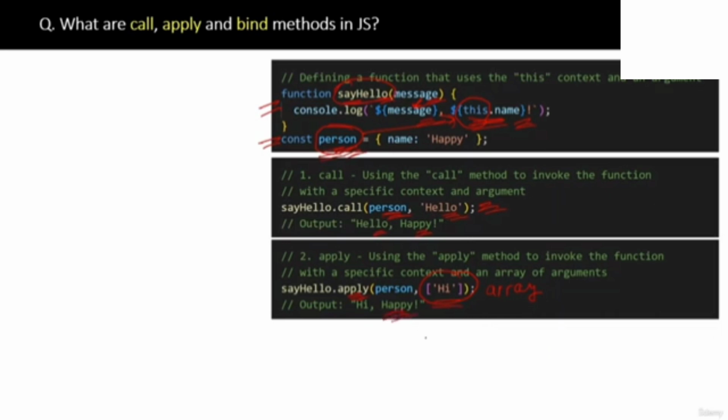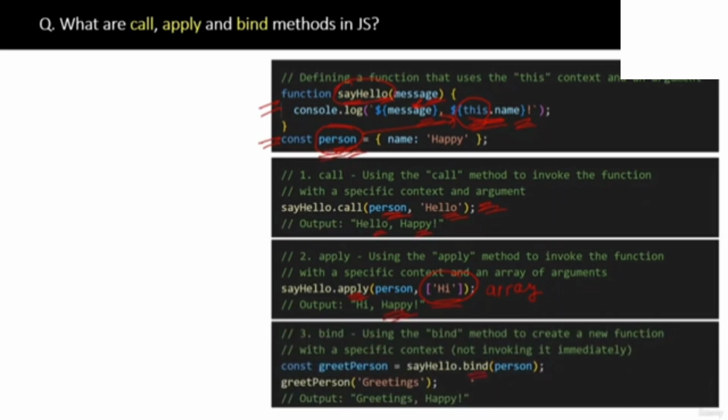The last technique is the bind method. Here we are passing the object as the parameter and getting the result in a variable. And then we are passing the argument in the variable. So basically it's a two-step process. Now you have a good idea of all three of them, right?